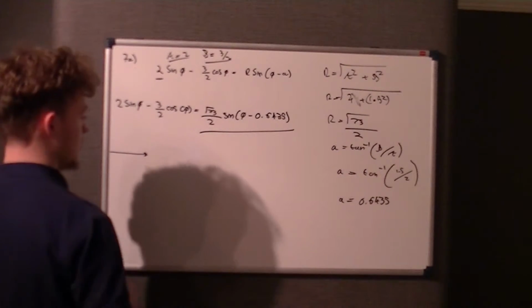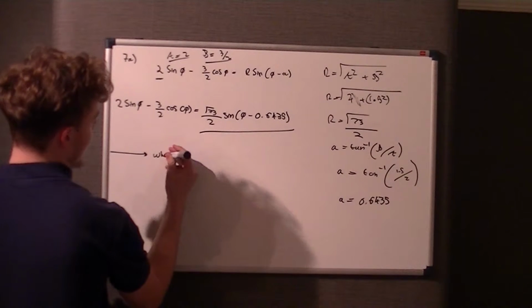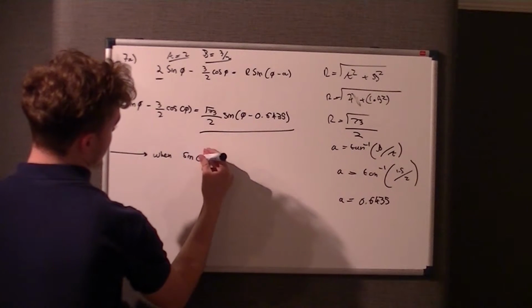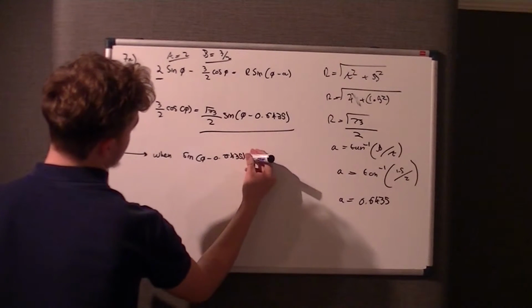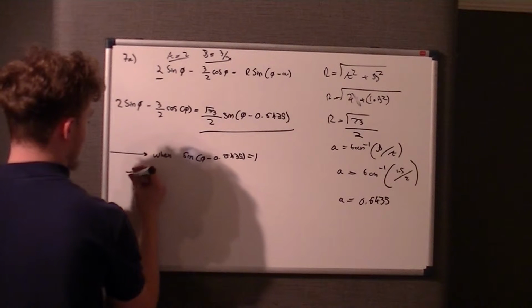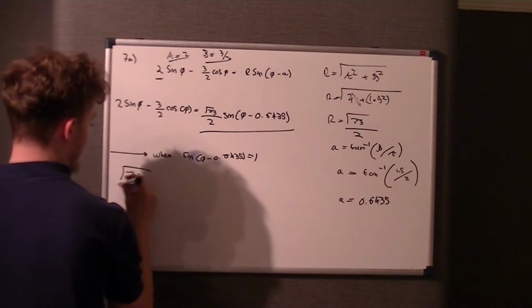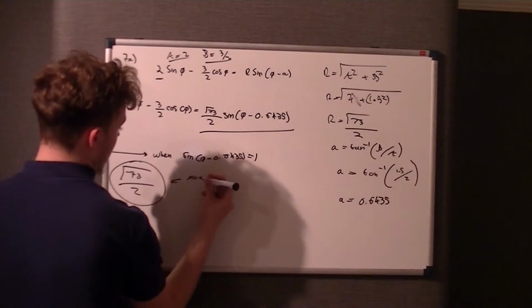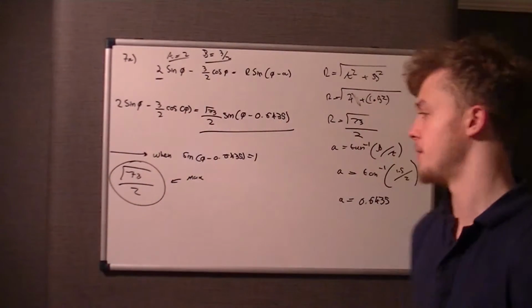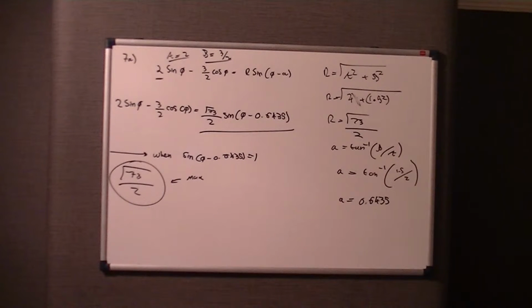The maximum therefore is when sine of theta take 0.6435 is equal to 1. So therefore it's root 73 over 2, and that is the maximum. The negative version of that is also the minimum, but it's not asked for that, so you just state the maximum clearly. And you're supposed to write down the value for theta between 0 and pi at which this maximum occurs.